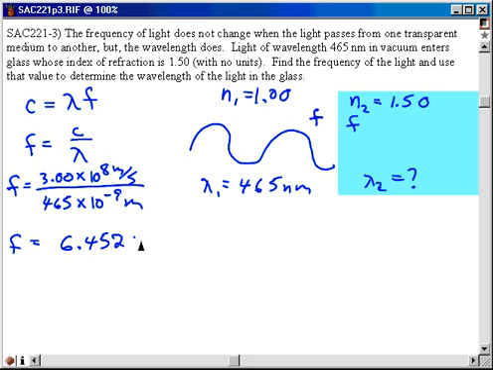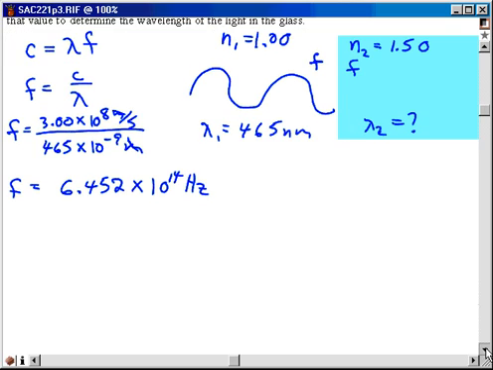6.452 times 10 to the 14th. Let's see, meters cancel out. I got 1 over seconds, and 1 over seconds is hertz. So 6.452 times 10 to the 14th hertz. And again, I'm keeping one more sig fig than called for, this being an intermediate result. I'll keep one extra and round off at the very end.